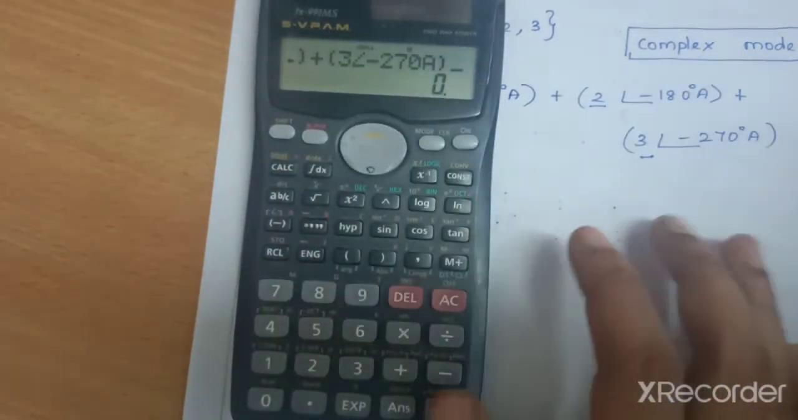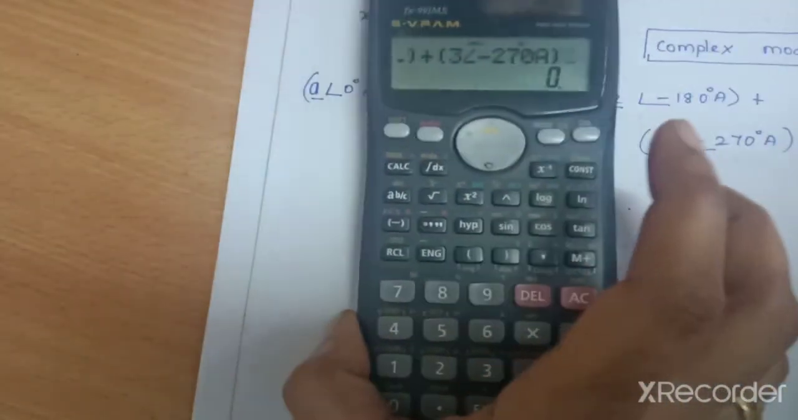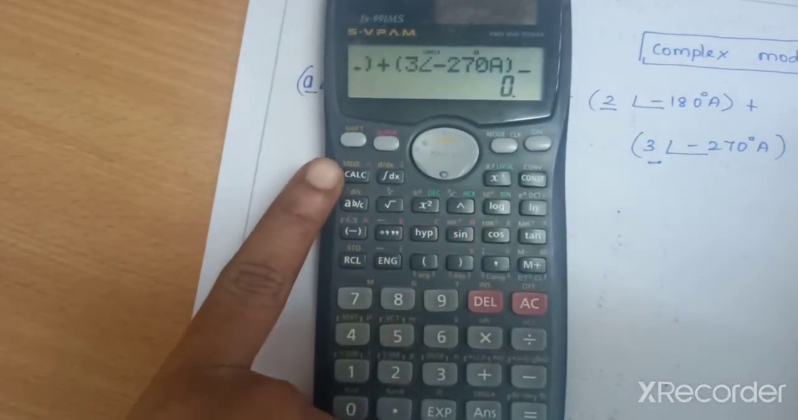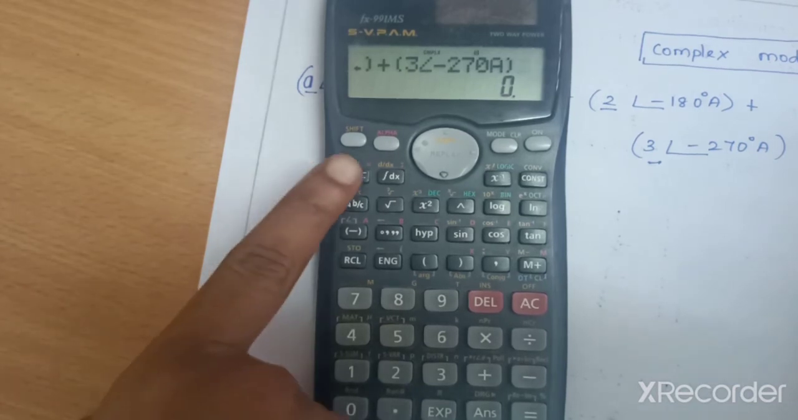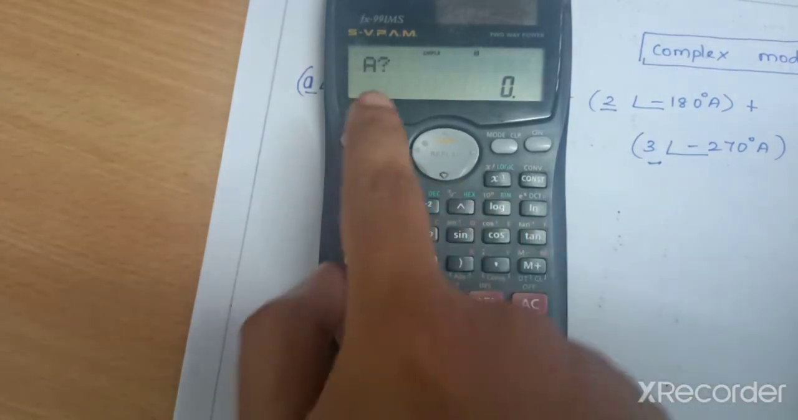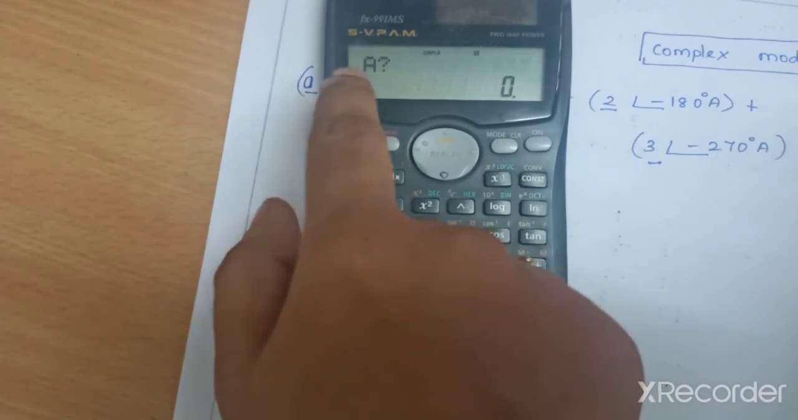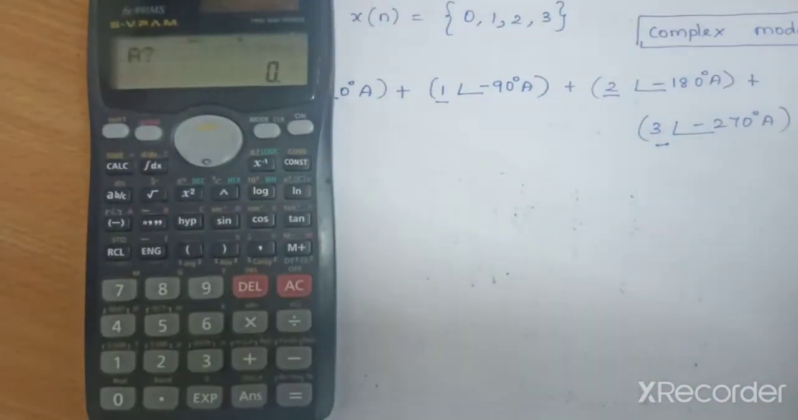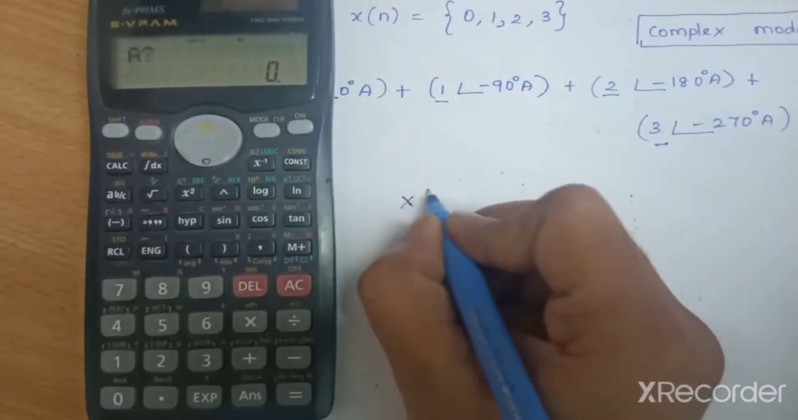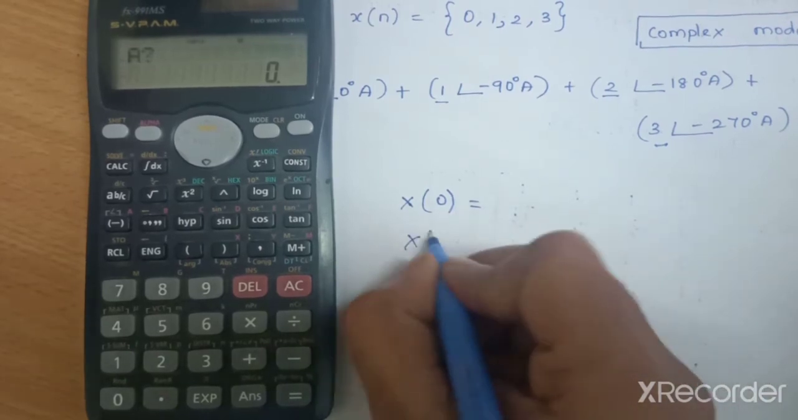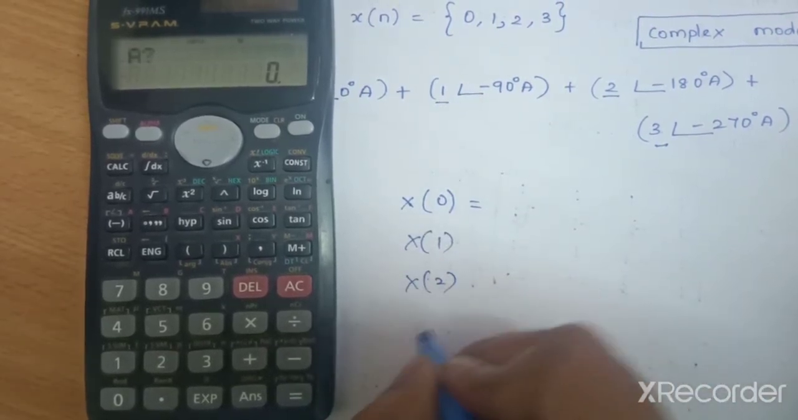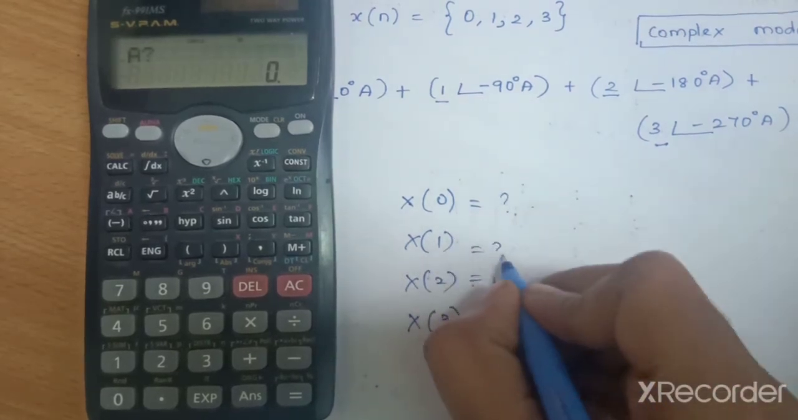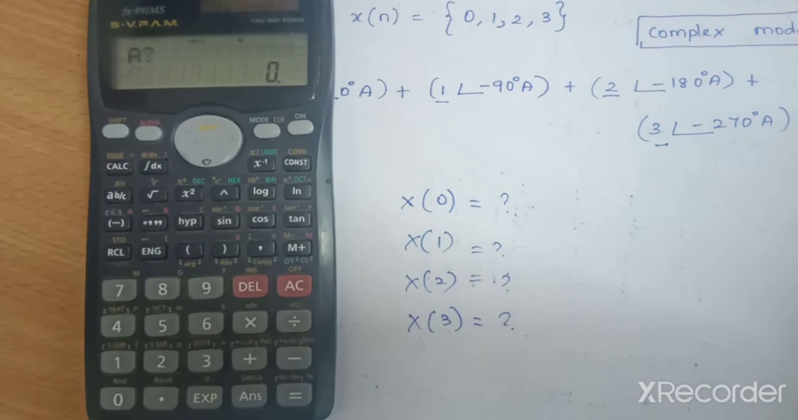So now you have typed the equation. Next you have to press CALC. To calculate the answer you have to press CALC. CALC will calculate the value, and it will ask what is the value of A, which means we have the values x of 0, x of 1, x of 2 and x of 3. So we have to find these 4 values.